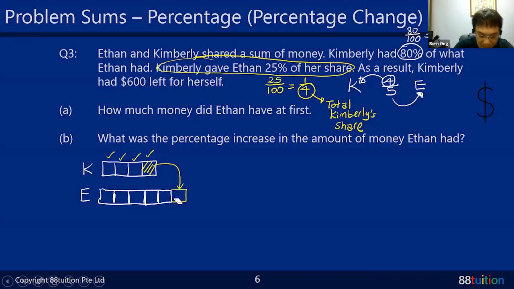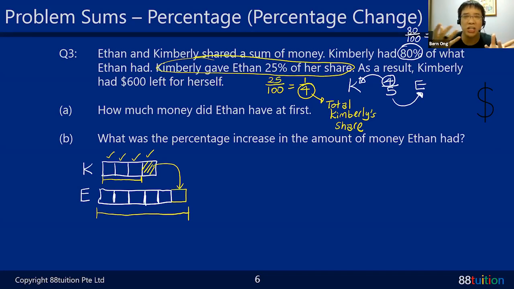So now what happened? Now Kimberly is only left with 3 and Ethan got how many? 1, 2, 3, 4, 5, 6. 6. Very nice. So you don't have to adjust. You don't have to cut the model. Everything is nicely given to you. So how? Use fraction, right? Easier, right? Draw model lah. All right. So don't stress yourself. Can do it.